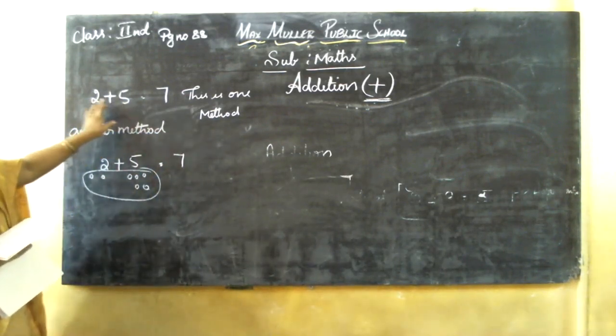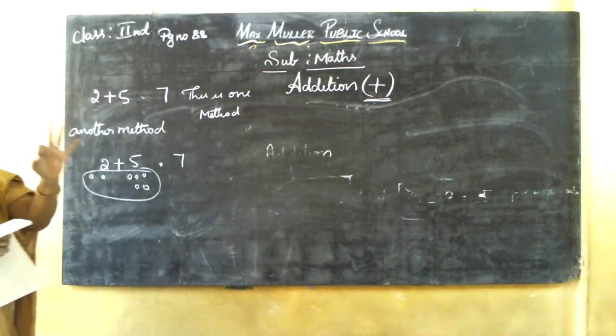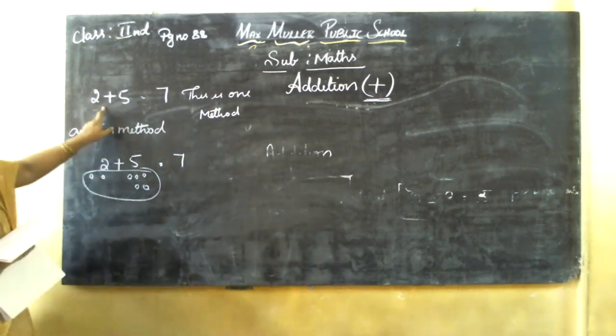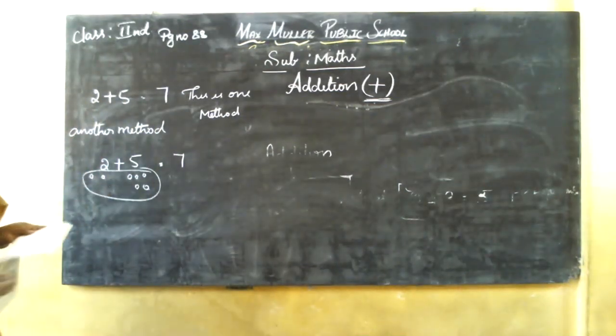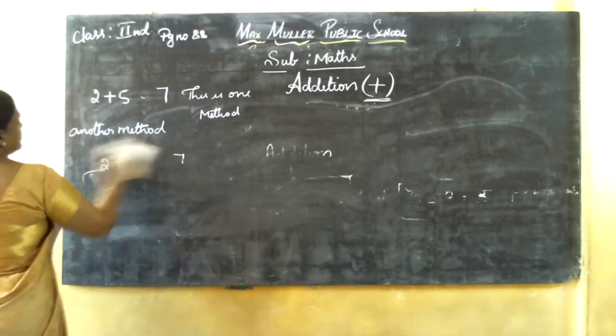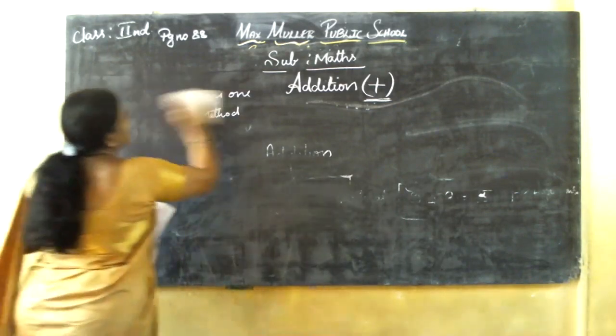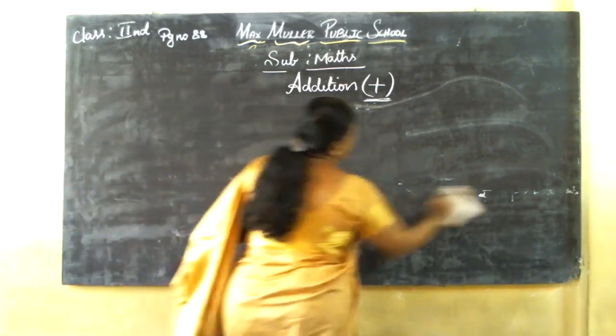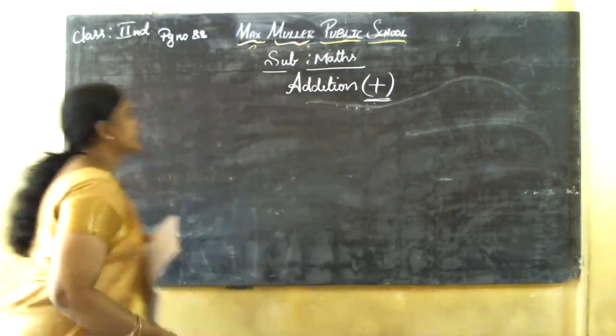5 you keep in the mind, 2 on the finger. So after 5: 6, 7. Like this also you can do. Now we will go to vertical. A few example sums. I'll give a few examples, and after that we'll go to the textbook.